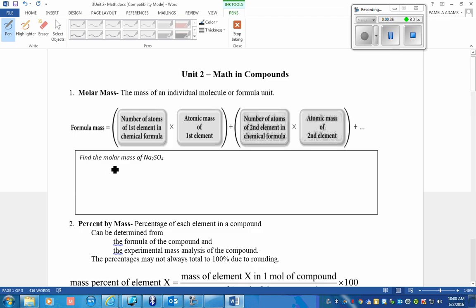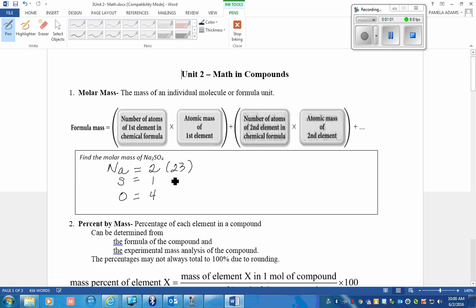Okay, so the first thing I'm going to do is list the atoms that I see. I see sodium, sulfur, and oxygen. Then I count the number of atoms that I see. There, by subscript, are 2 sodiums, 1 sulfur, and 4 oxygens. Then I multiply it by the mass for one atom of each type.